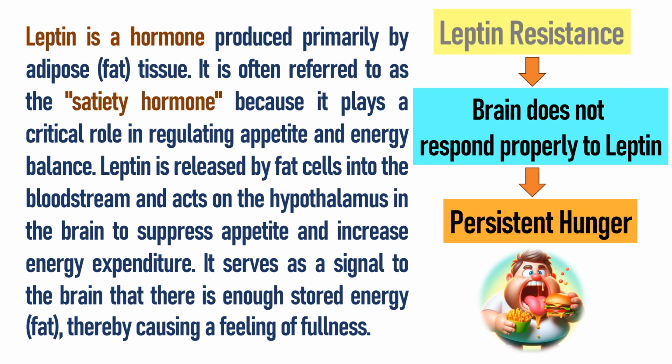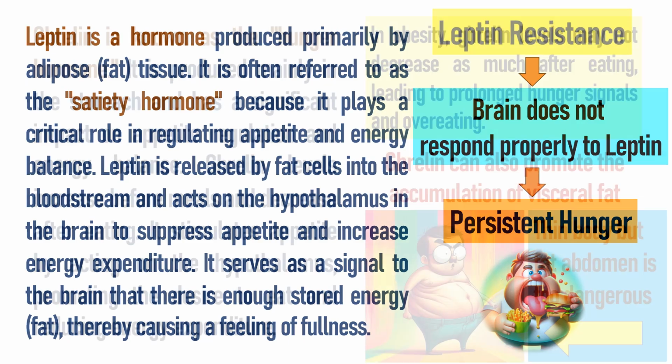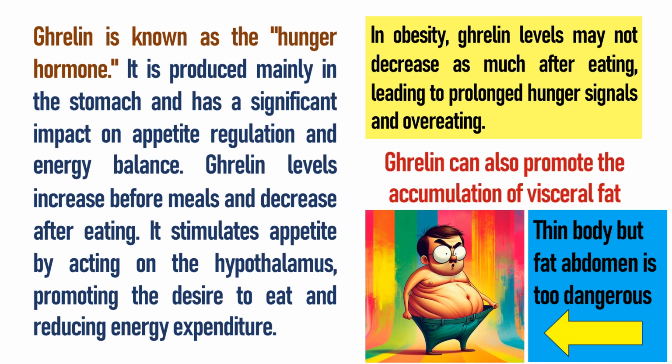It is often referred to as the satiety hormone because it plays a critical role in regulating appetite and energy balance. Leptin is released by fat cells into the bloodstream and acts on the hypothalamus in the brain to suppress appetite and increase energy expenditure. It serves as a signal to the brain that there is enough stored energy, thereby causing a feeling of fullness and reduced food intake.